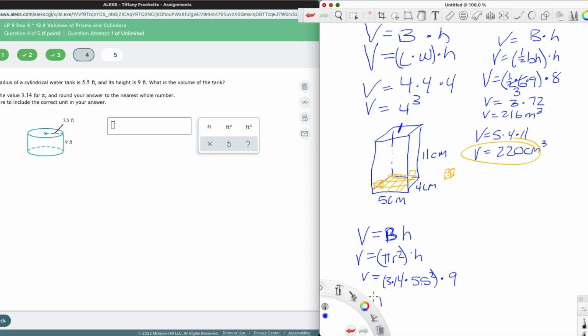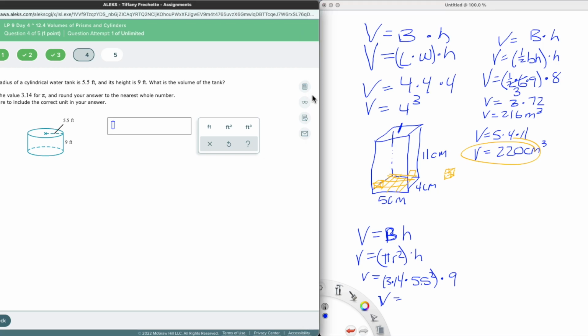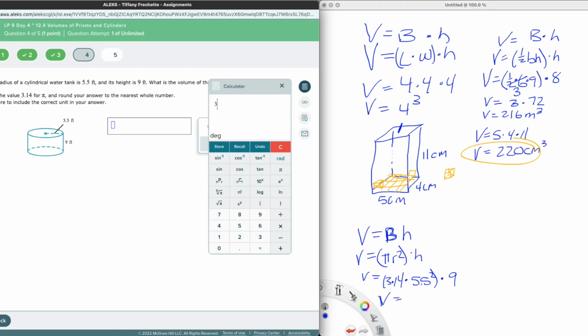So volume equals, and they gave us another crack at the calculator here. So 3.14 times 5.5. I have to hit this button for squared and put the 2 in. And then times 9 equals. And it told you to round your answer to the nearest whole number. So it knows that we're not going to end up with a whole number, but it wants us to round it down.